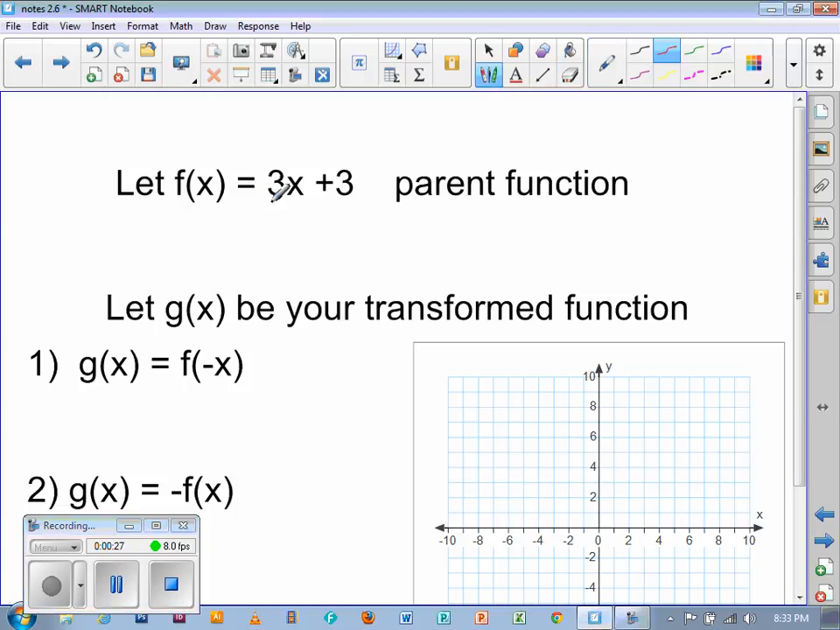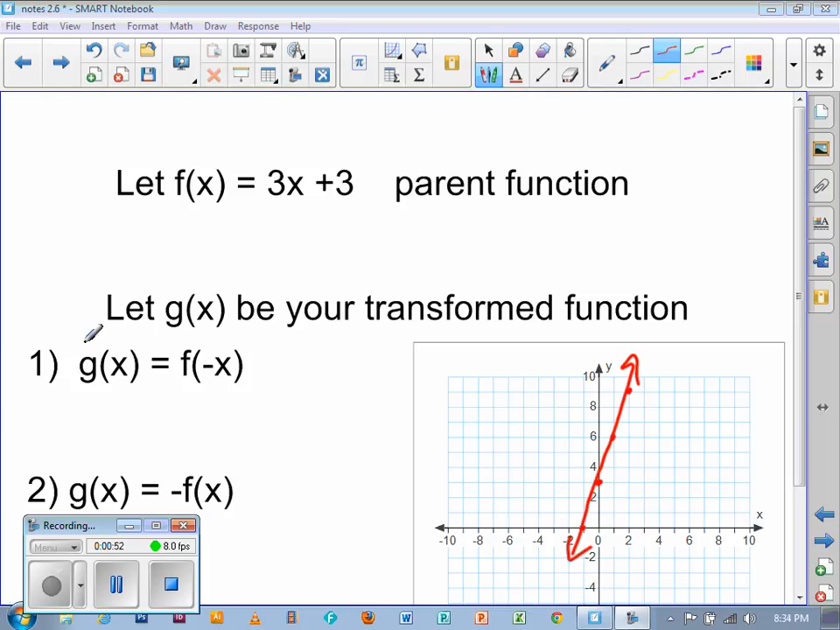If I look at 3x plus 3, 3 is going to be my y-intercept, and the slope is up 3 and over 1, down 3 over 1. However you want to graph it, just make sure it has a positive slope. So basically that would be our parent function. Now we're going to let g of x be our transform function again.